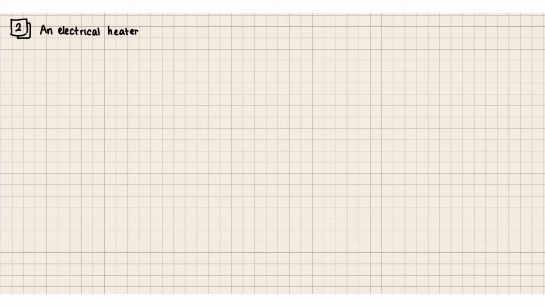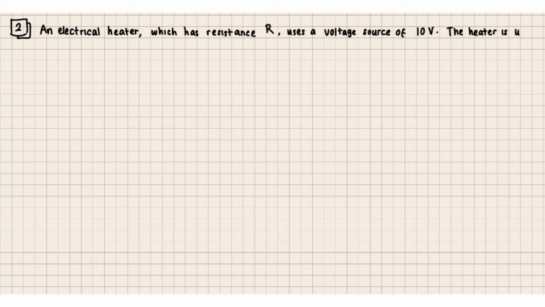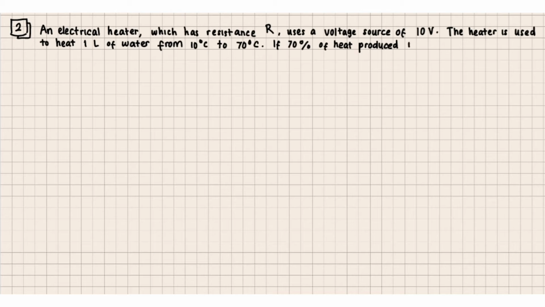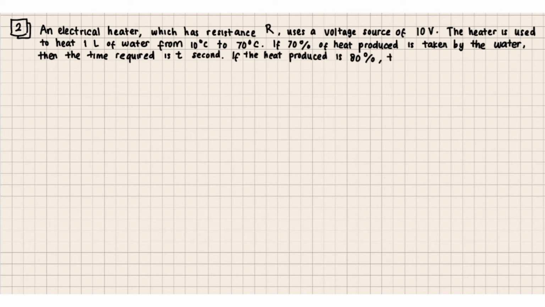Now for the second question. An electrical heater, which has resistance R, uses a voltage source of 10 volt. The heater is used to heat 1 liter of water from 10 degrees Celsius to 70 degrees Celsius. If 70% of heat produced is taken by the water, then the time required is T seconds. If the heat produced is 80%, then the time required is... So in this question, we're gonna find the time required if the heat produced is 80%.